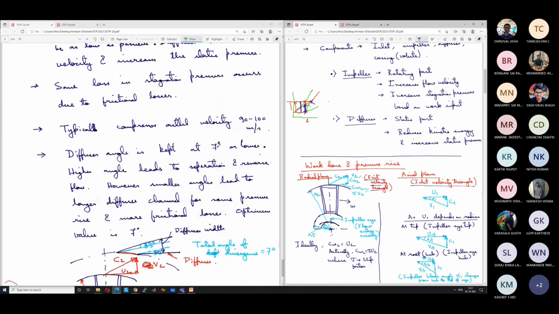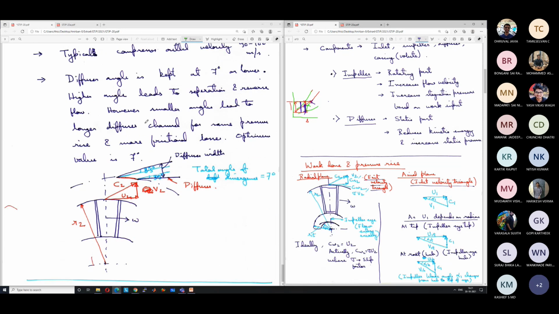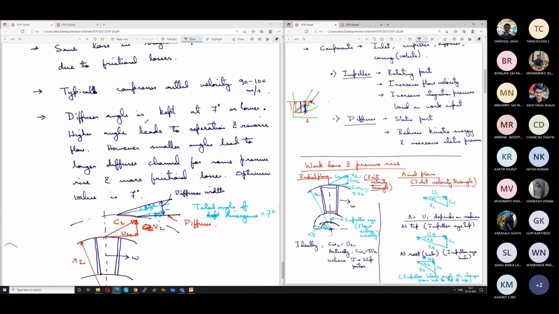Even larger. If U is 400 meters per second, C2 is going to be even larger. So the velocity at the inlet of the diffuser is quite large. And to avoid separation, because what is happening in the diffuser is that the flow is occurring against the pressure gradient. Pressure is increasing and flow is going in the direction of increasing pressure.